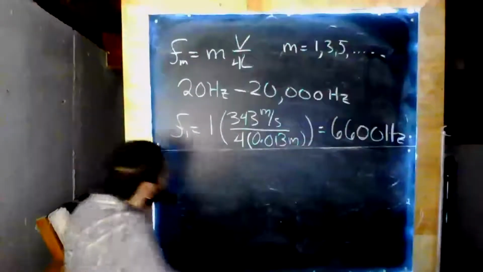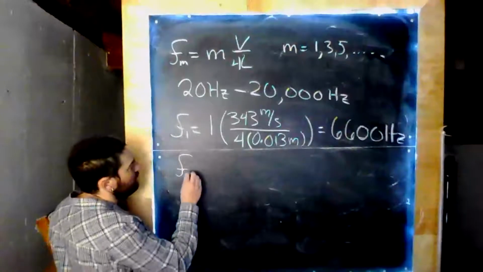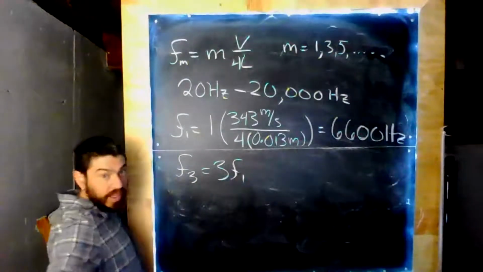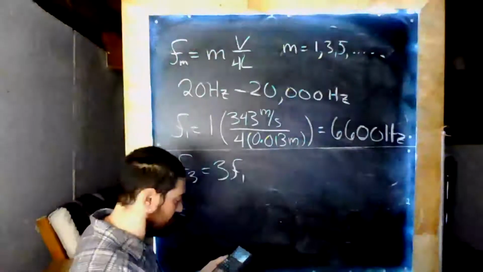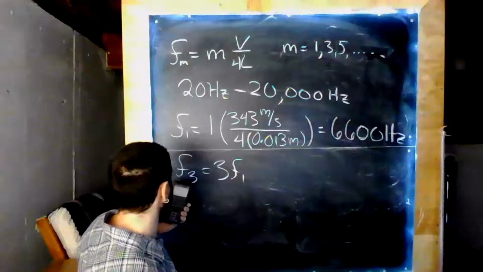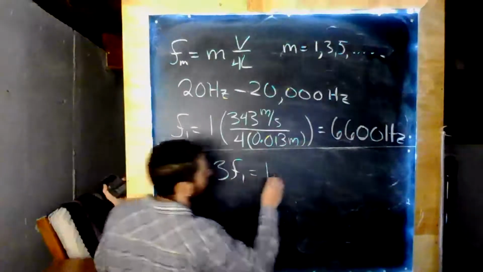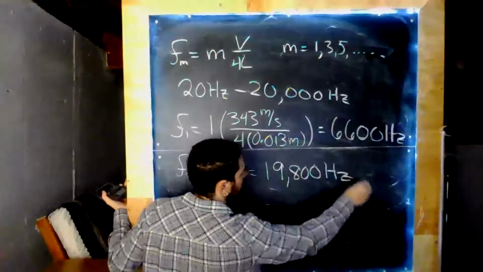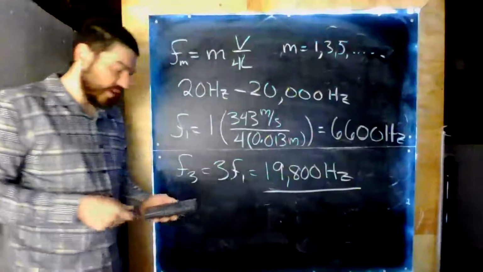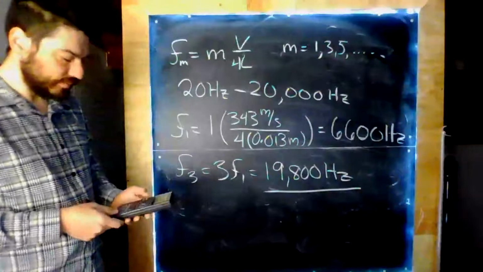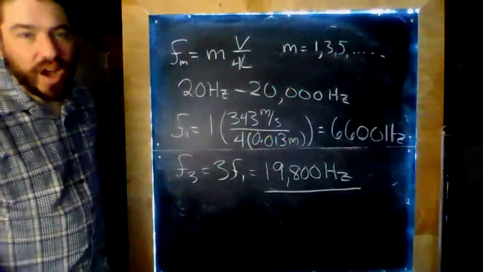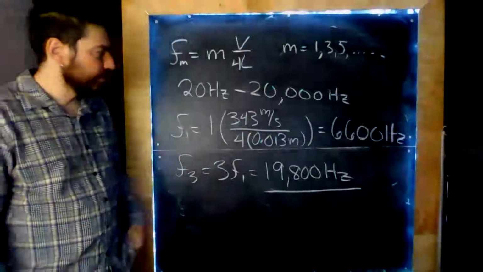We can also use this equation here, that f3 is equal to 3f1. Well, what do we get if I run my calculator on that? Well, I just multiply this by 3, and I get 19,800. So there you go. If I was to look for f5, I get 33,000 hertz, well out of the audible range for humans.